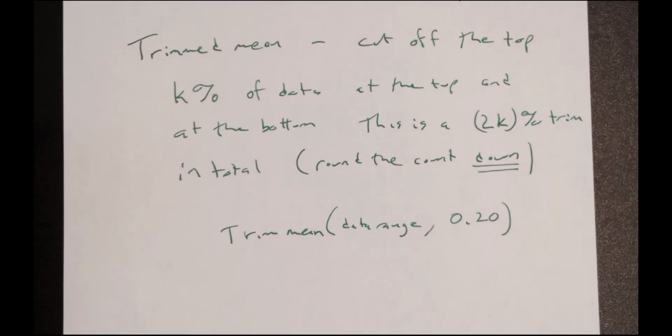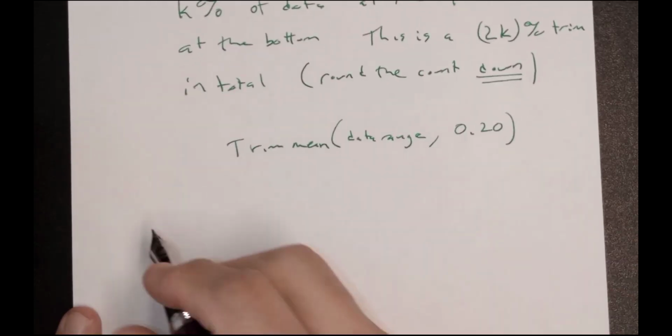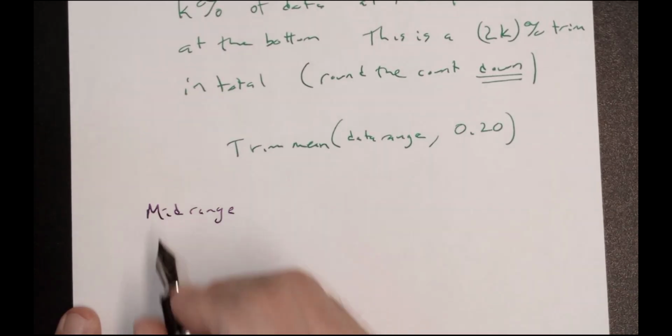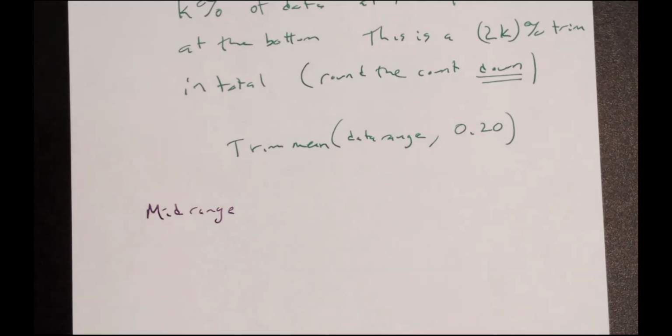One more measure of center is called the mid-range. The mid-range is quite literally halfway between the highest and lowest.